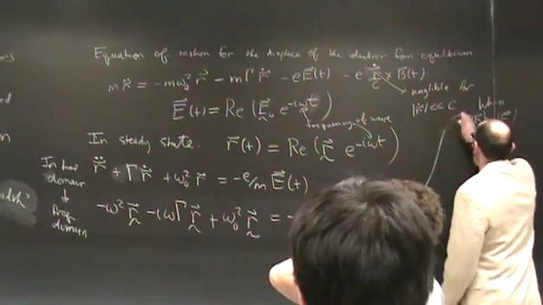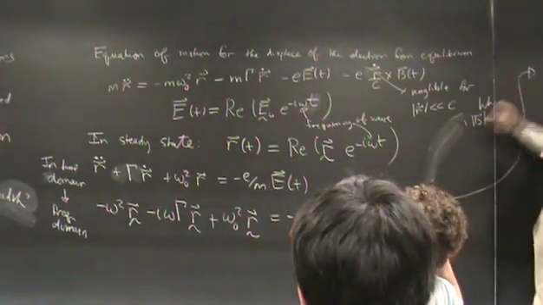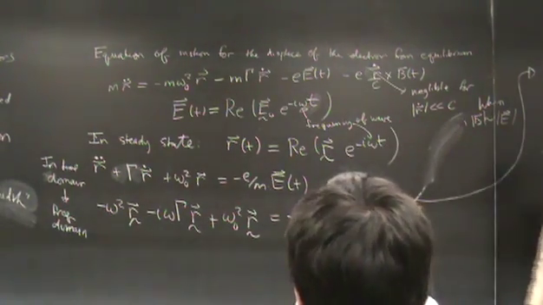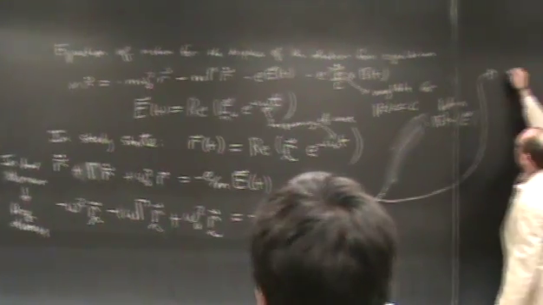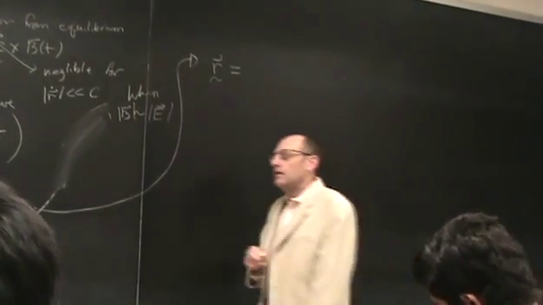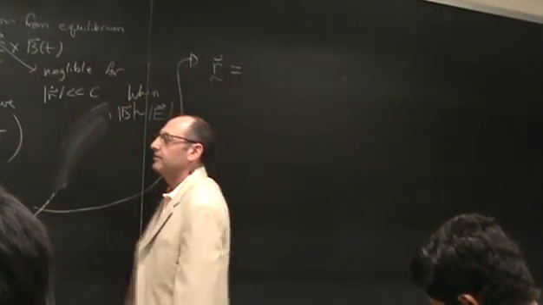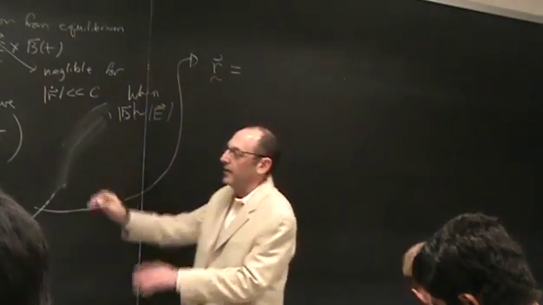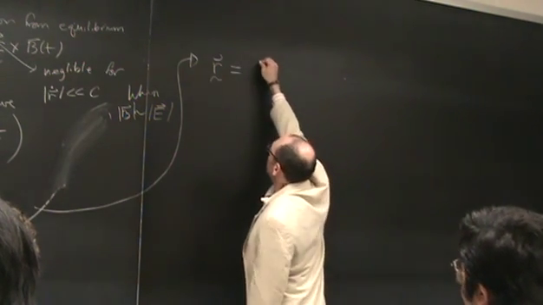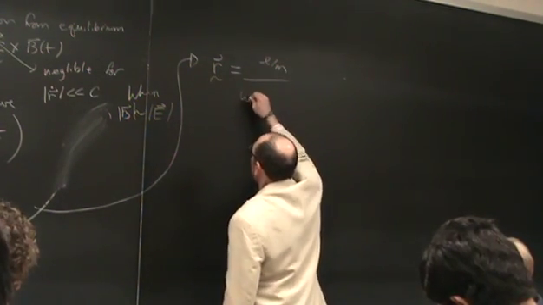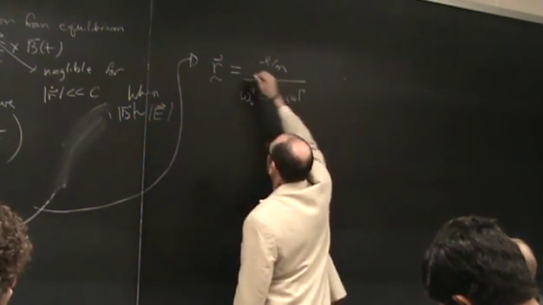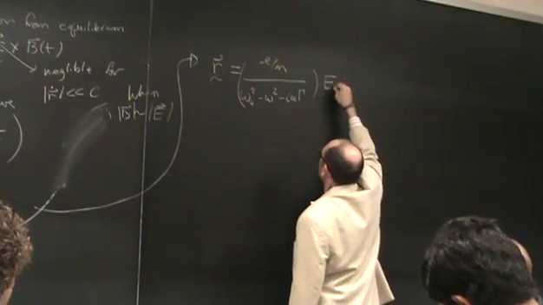All right, so, oh, what am I doing? I'm not doing that. I'm doing that. So we can then just quickly solve for our complex amplitude, and we've solved the ODE in steady state. We haven't solved the transient response, but we don't care about that. After a short time it comes to steady state. So we get R twiddle is equal to minus e over m, over omega 0 squared minus omega squared minus i omega gamma, times E0.